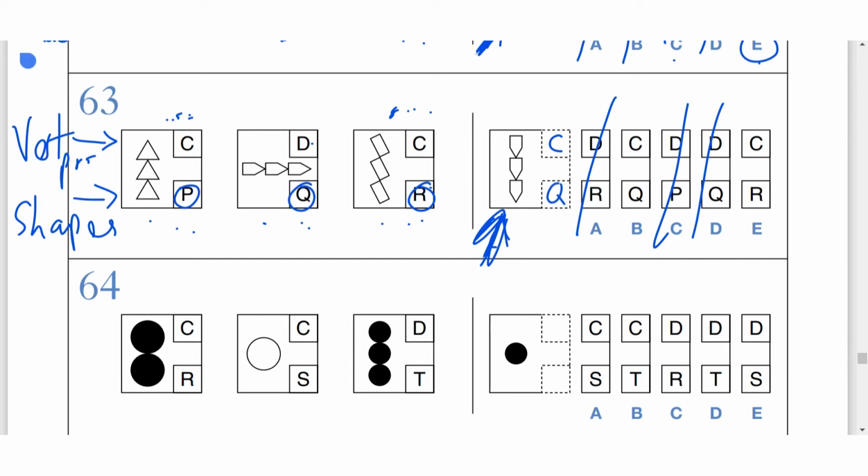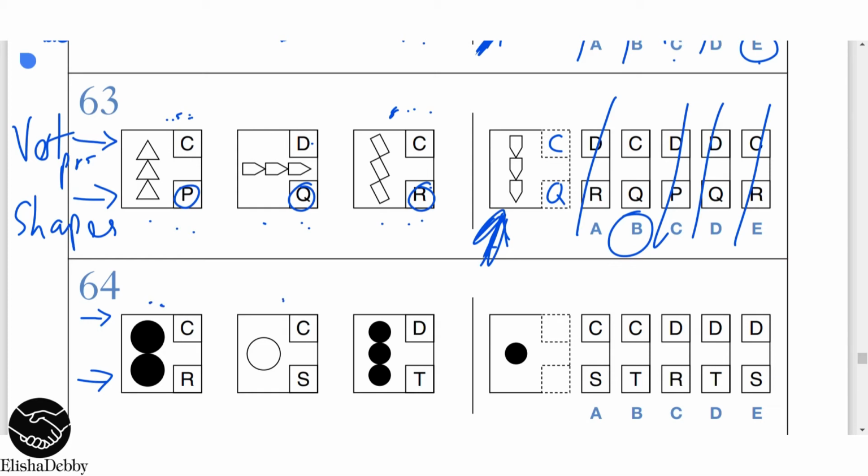Which one is a Q? It is this one, so that cancels that out. And then number 64 is, we'll say the same thing. What can you say about the top letter? What can you say about the bottom letter? We look at what is common between this and this.